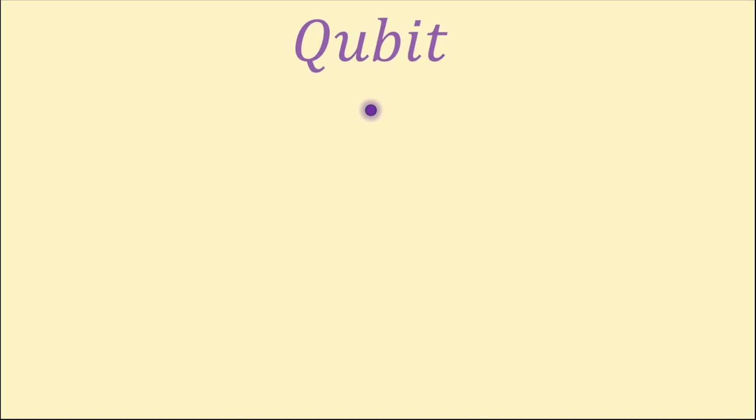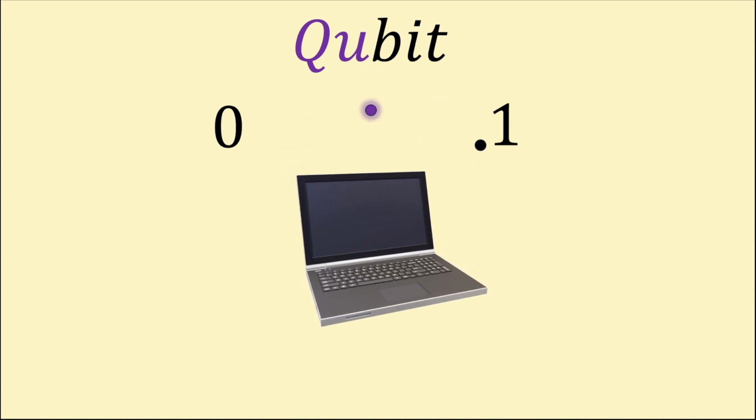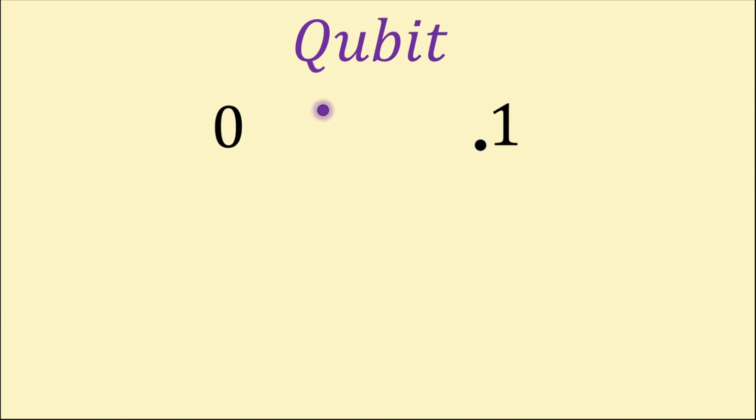This is a qubit. You're probably familiar with its cousin, the bit. It's the fundamental unit of information, a 0 or 1, used in classical computing, such as in the device you're using to watch this video. You might have also heard that qubits are both 0 and 1 at the same time, in superposition.